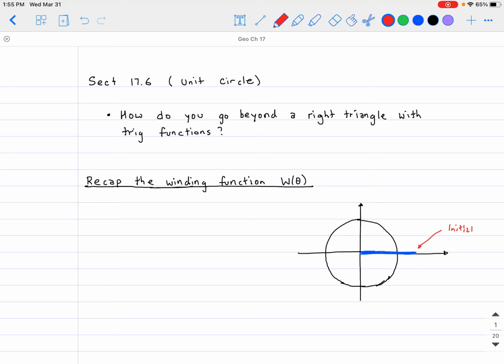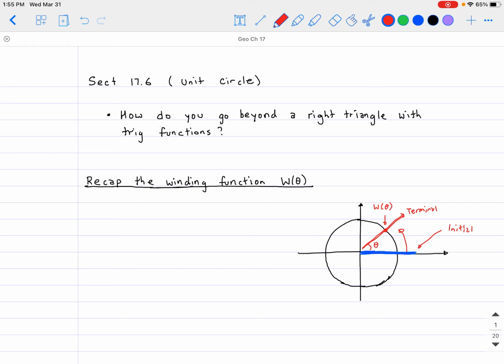And on the circle, we're going to go counterclockwise by a certain amount. That angle is going to be according to the central angle over here, which we'll call theta. That creates an angle, and this right here will then be our terminal side. So that is the setup for an angle. The position that you're at right there is how we define the winding function. This point will be where W of theta is.